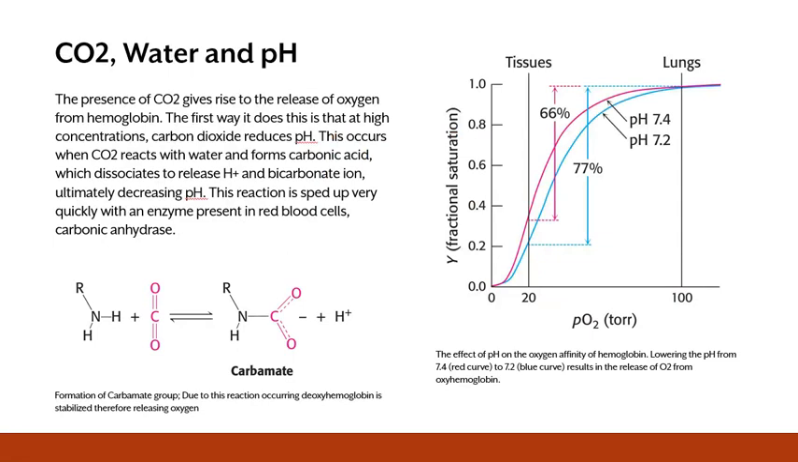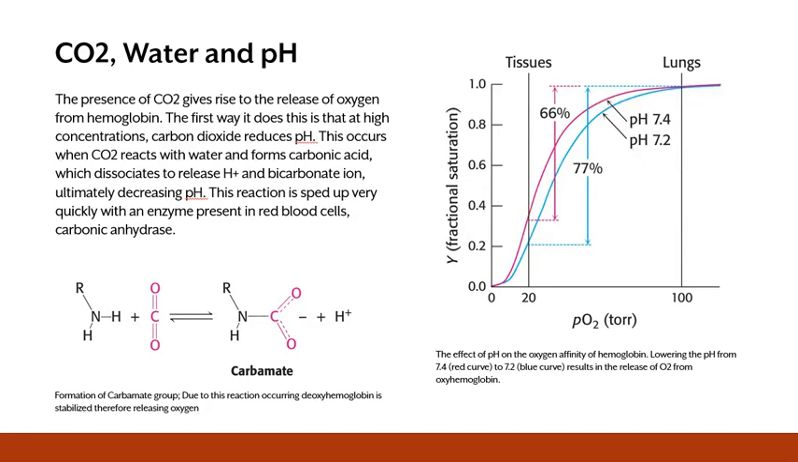CO2, water, and pH. The presence of carbon dioxide gives rise to the release of oxygen from hemoglobin. The first way it does this is that at high concentrations, carbon dioxide reduces pH. This occurs when CO2 reacts with water and forms carbonic acid, which dissociates to release H+ and bicarbonate ion, ultimately decreasing pH. This reaction is sped up very quickly with an enzyme present in red blood cells called carbonic anhydrase.